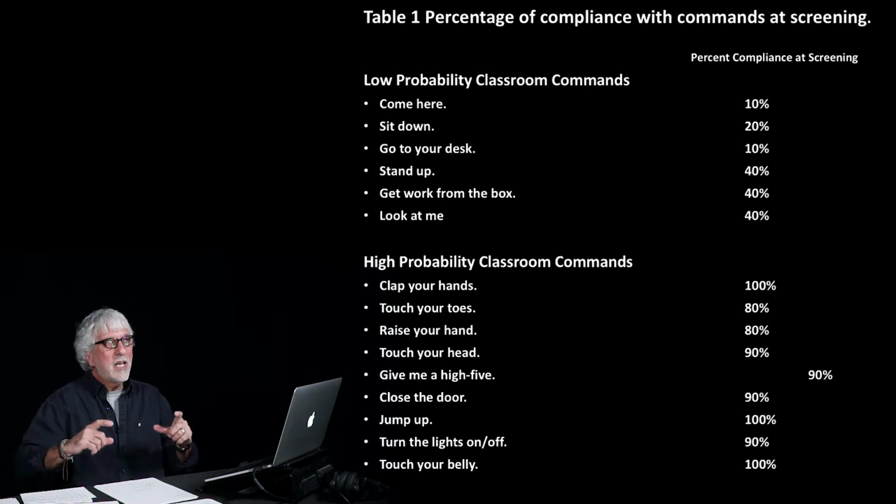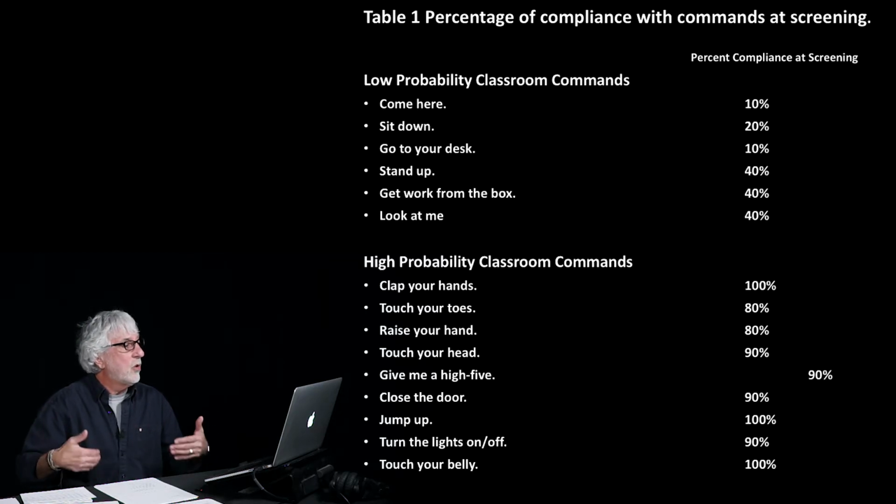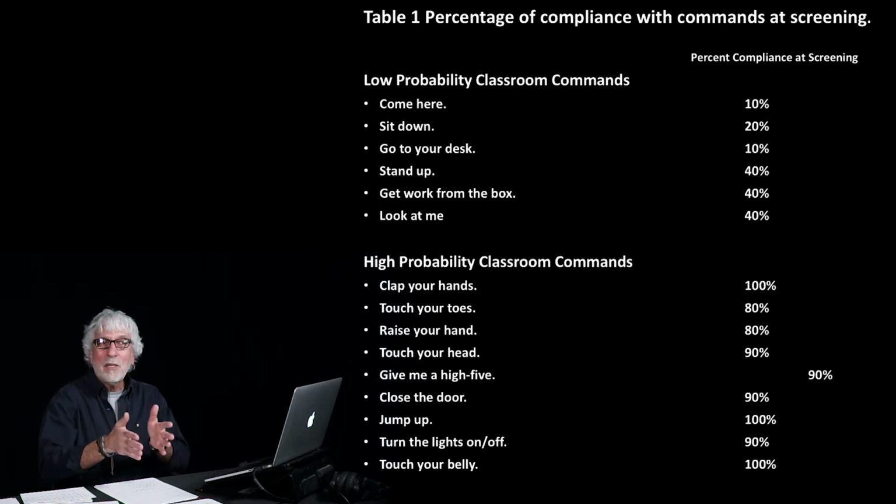What we decided to do then was differentiate between the low probability commands and the high probability commands. The low probability commands, things like come here and sit down and go to your desk, became our dependent measure. Those are the behaviors that we were going to count during baseline to note the level of compliance. The high probability or high P commands, things like clap your hands, touch your toes, raise your hands, jump up, touch your belly, those things that were complied with quite often, became the intervention.